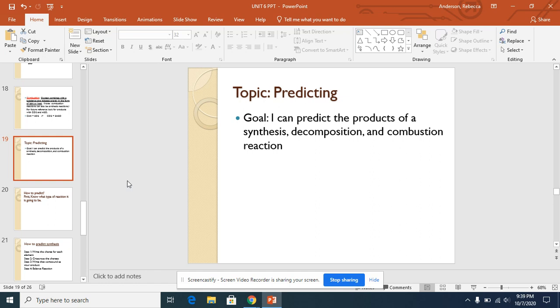Hello everyone, in this section we are talking about predicting. So your topic is predicting and your goal is I can predict the products of a synthesis, decomposition, and combustion reaction. So you notice we're not going to actually talk about all the different types. Today we are just focusing on these three.